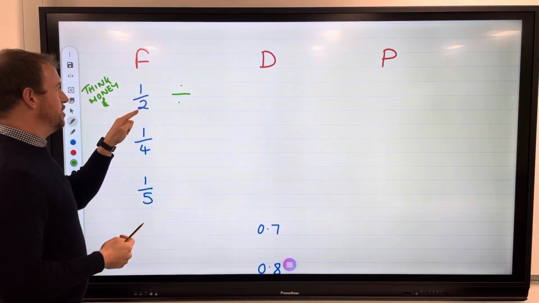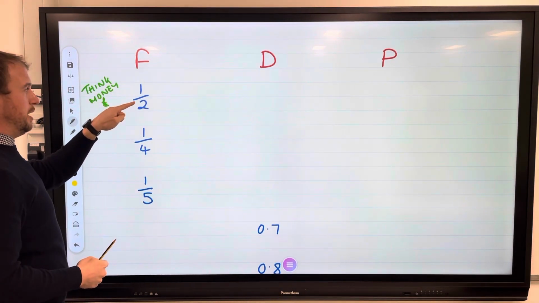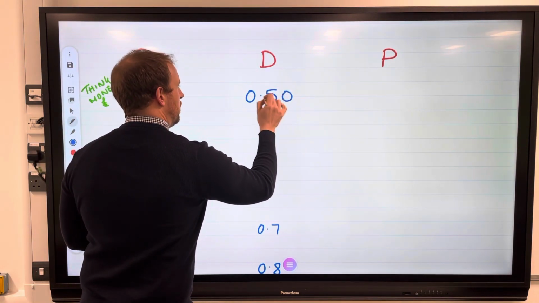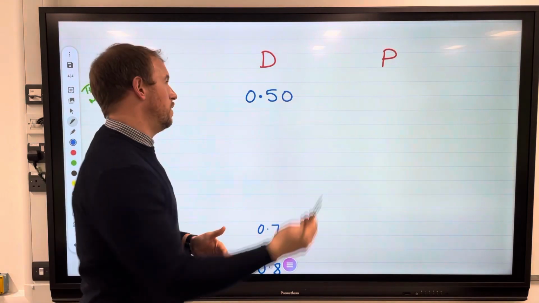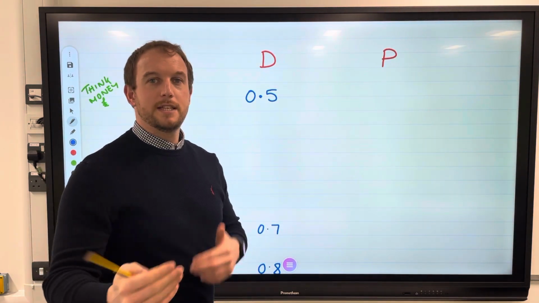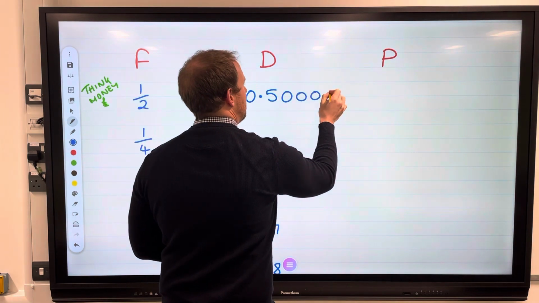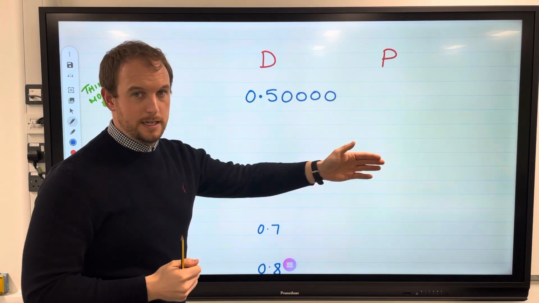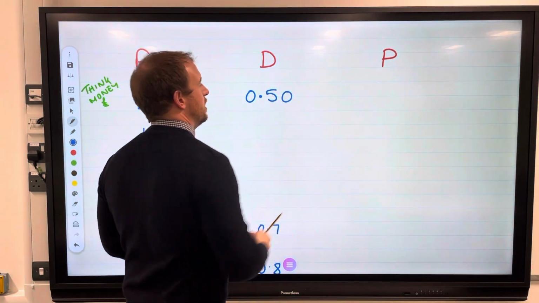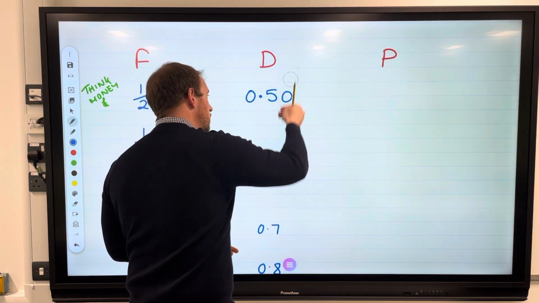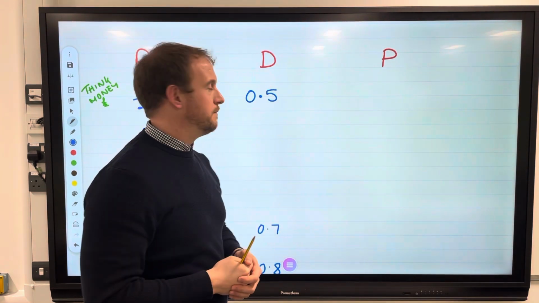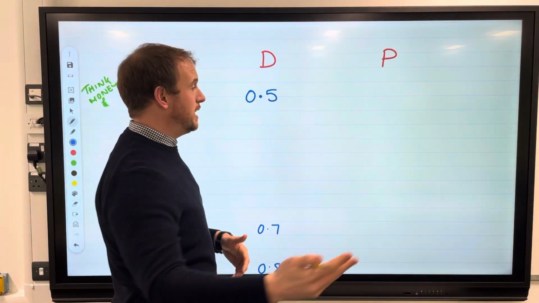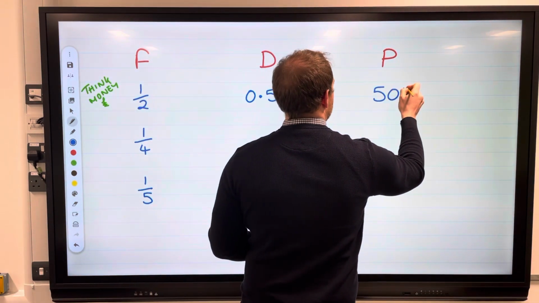So 1 divided by 2, or if I had £1 shared between two people, we have 50p each, which is 0.50, or you could have just 0.5. It's the same value. I haven't changed the value just by adding those extra digits on the end past the decimal point. So it doesn't matter if you put 0.50 or 0.5. Think money though, £1 shared between two people is 50p. As a percentage, that would be 50%.